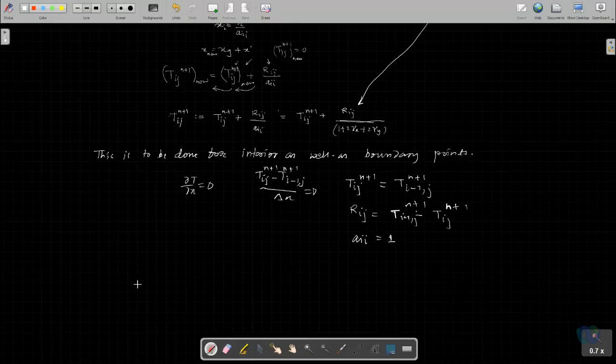This is called as iteration sweep. Sir, how did that Aii become 1? What is the central coefficient for Tij in this equation? Aii is a central coefficient. This is the residual. Again, I will write here. This is a residual and this is a central coefficient.